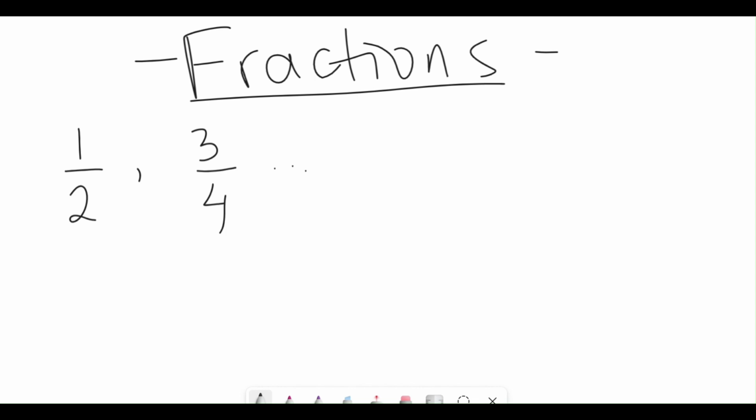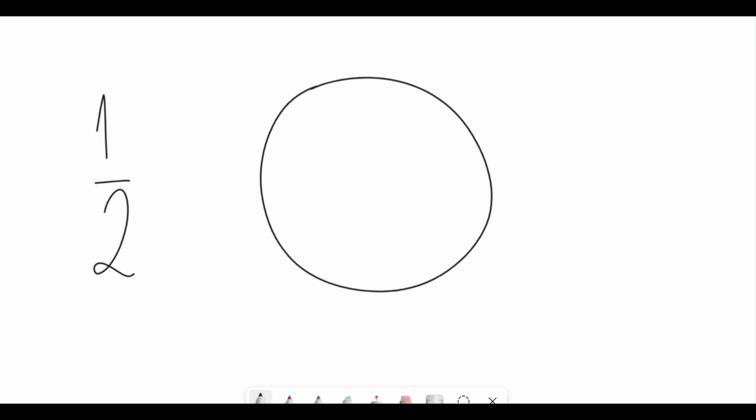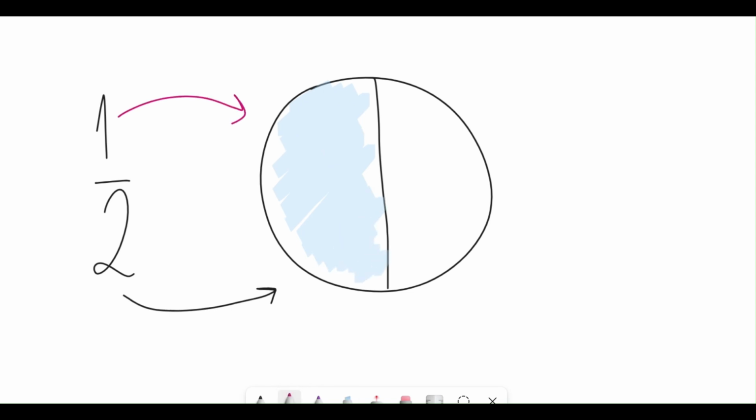So for example, if we have a fraction that says 1 over 2, that basically means we have a whole that is split into two equal parts. So the number on the bottom tells us into how many parts we split a whole, and then the number on top tells us how many parts we take. So when we say 1/2, this is what we mean by that.